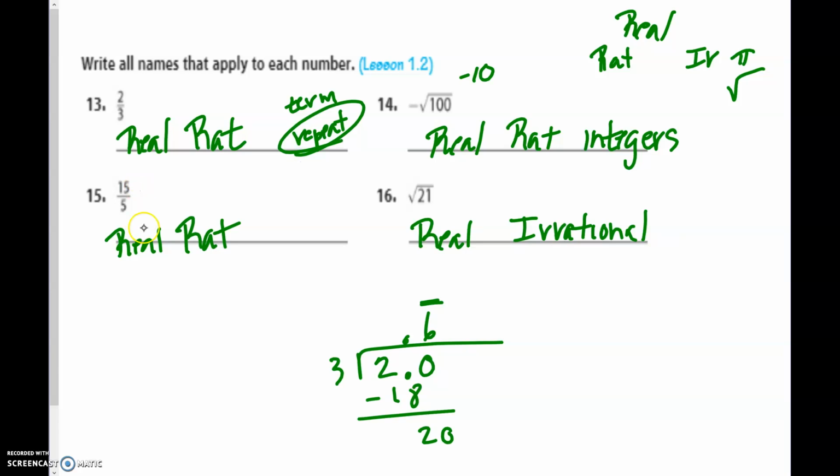All right, 15 divided by 5, well, that comes out to be 3, and that is an integer, and it is whole. And if the option is there, we would also pick natural, because that's what a little kid would say. 1, 2, 3, so they would say a natural number.